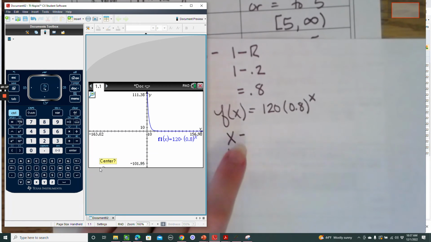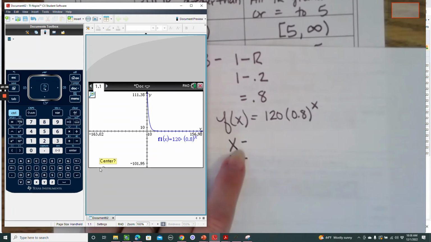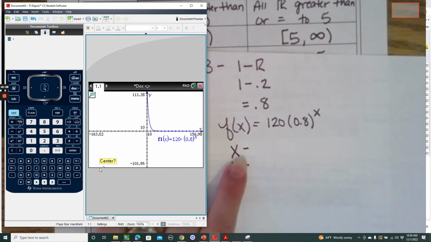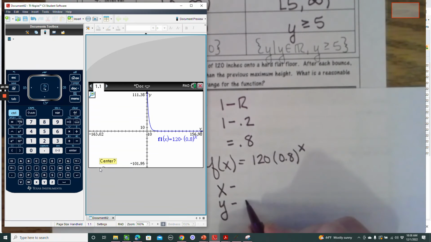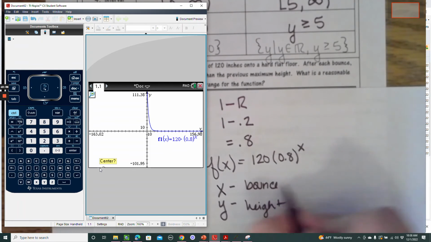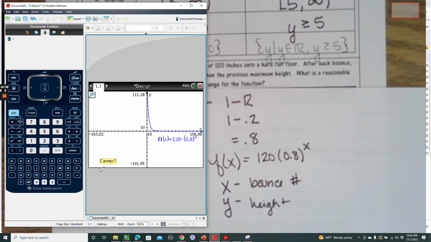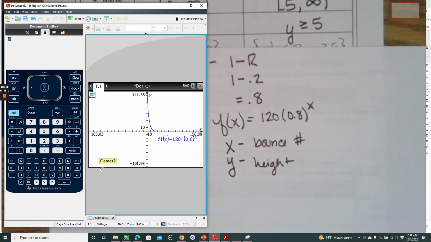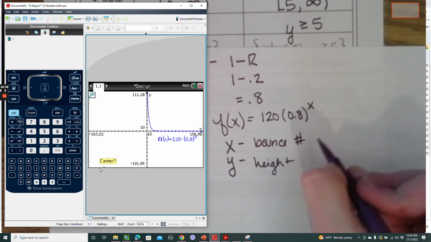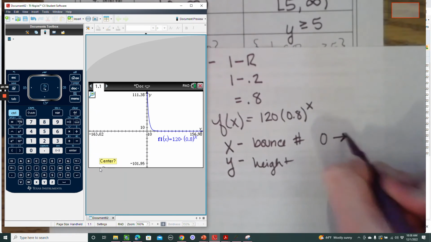On this story, what does x represent? x represents the inches. It represents height. Or does it? y is the height. x is the bounce number. All right, so what's the smallest number of bounces we can have? 0. That's where it starts. What's the biggest number of bounces we can have?